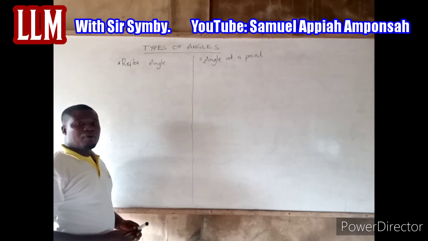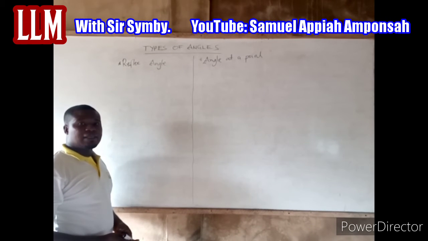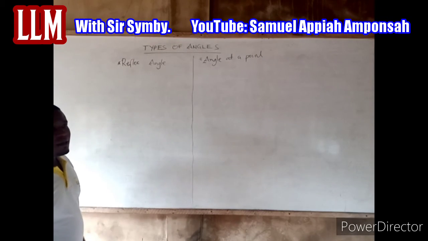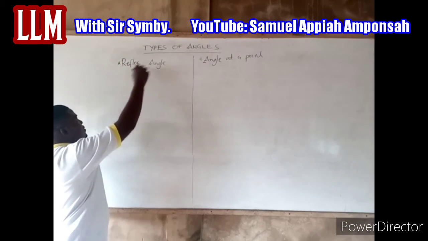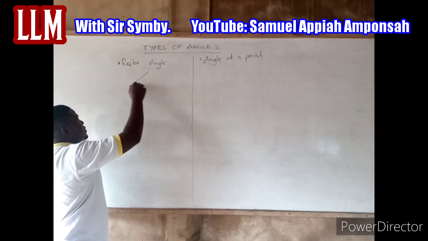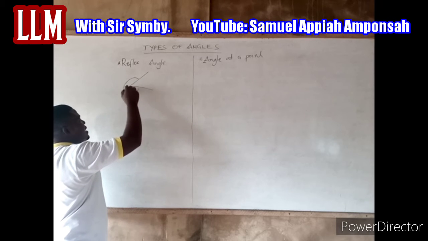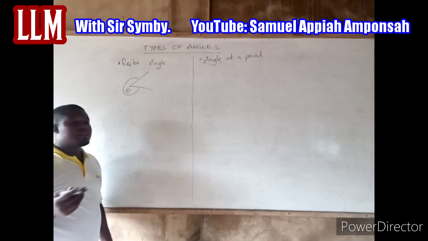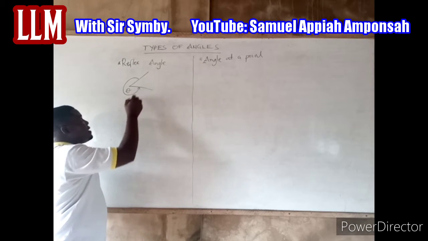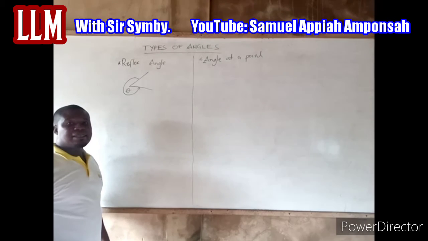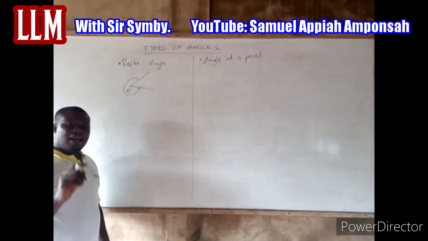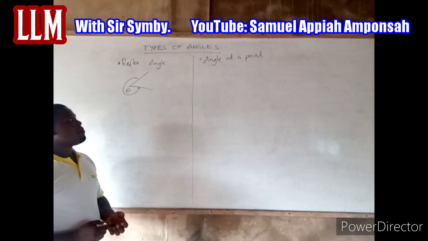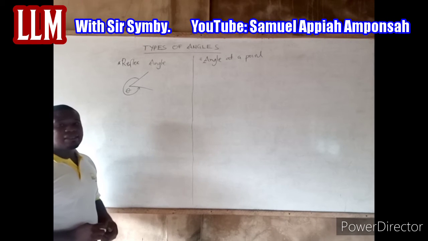The next type of angle we are going to talk about is the reflex angle. A reflex angle is any angle which is greater than 180 degrees but less than 360 degrees.